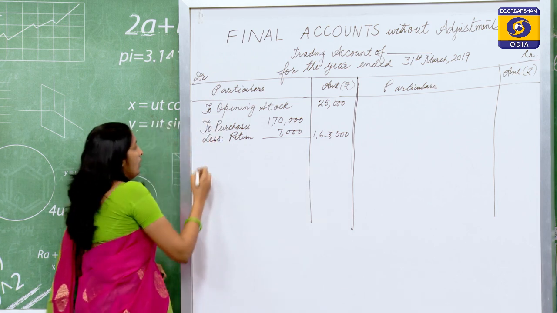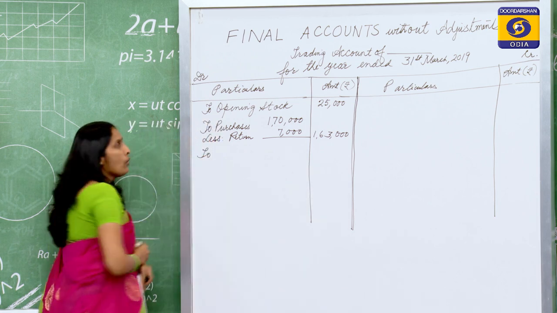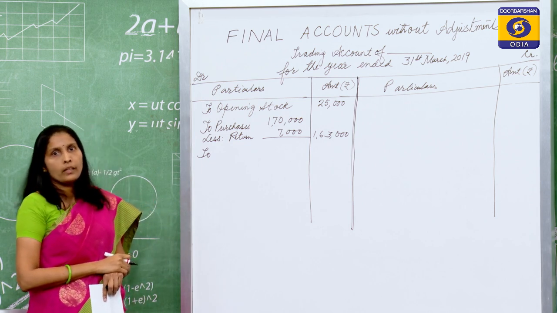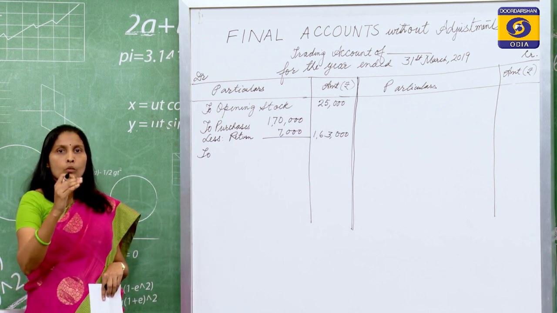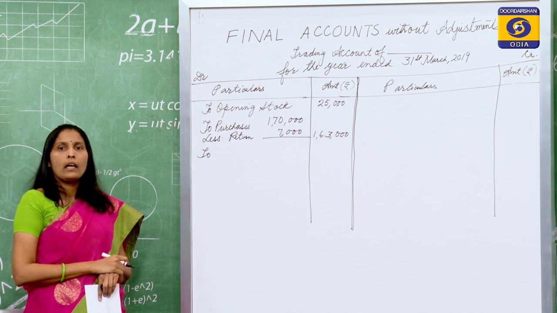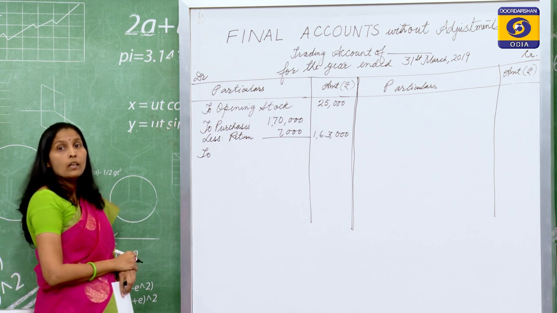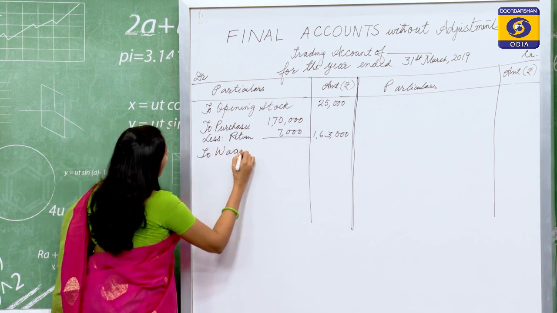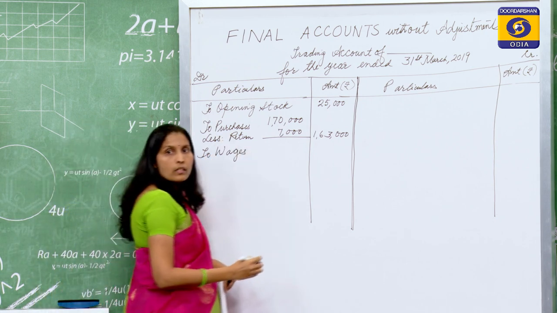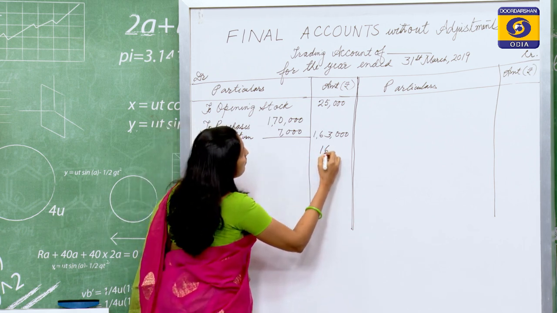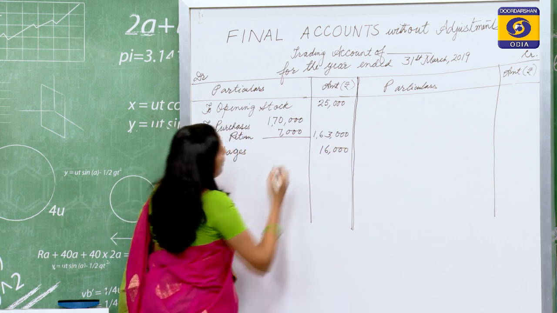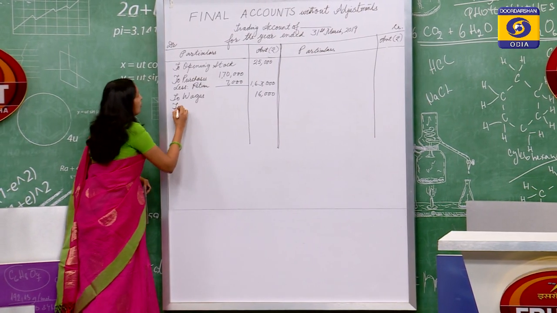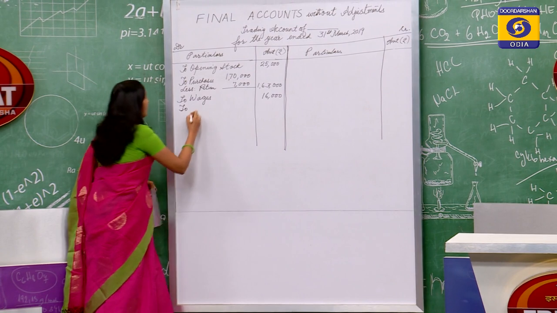gives us 1,63,000. Next, we are looking for the direct expenses. In the question given to us, we will go sequentially. As I already said, carriage outwards is not a direct expense. We have wages. To wages, the amount is 16,000. Next item we have is the next direct expense, to carriage inwards.